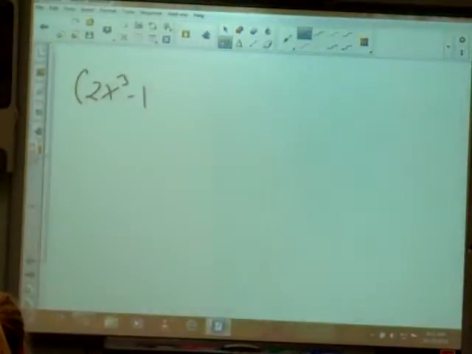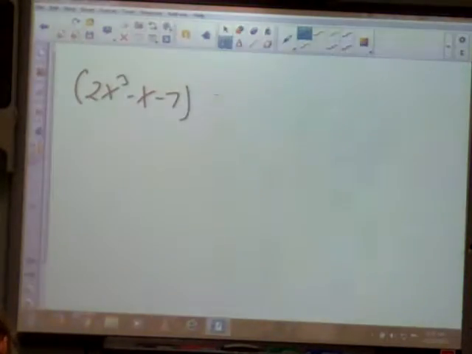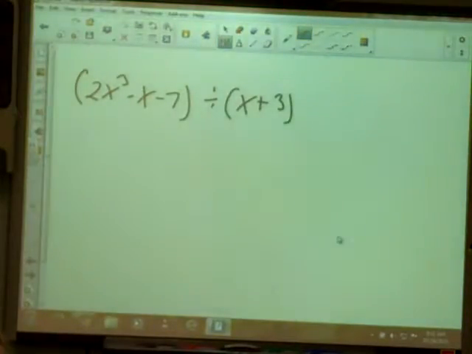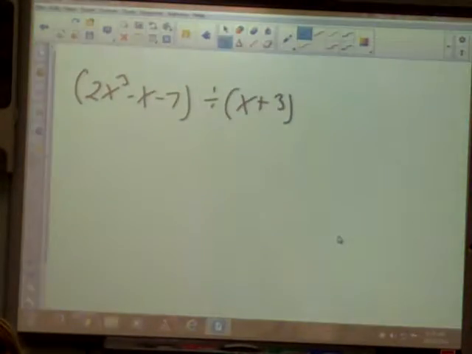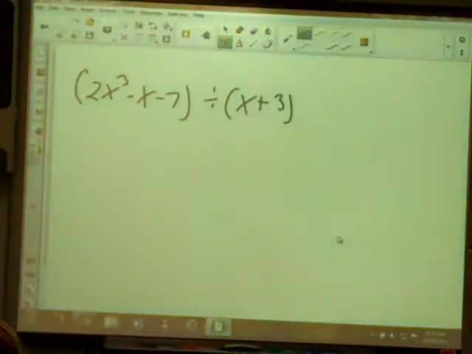You're going to try this one by yourself. All right. Inside the box, there's a spot that needs a 0 in it. See if you can get that one by yourself. Go.